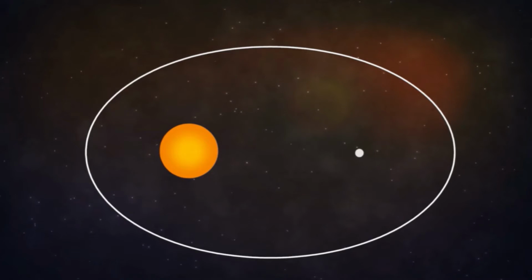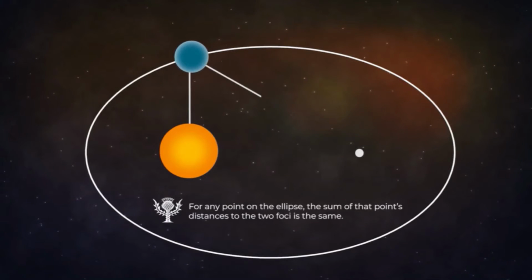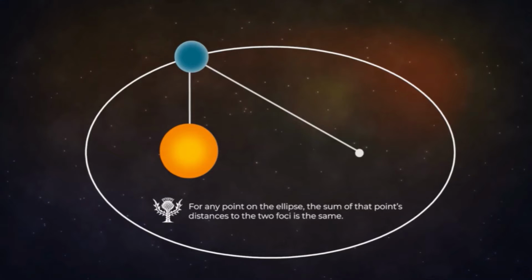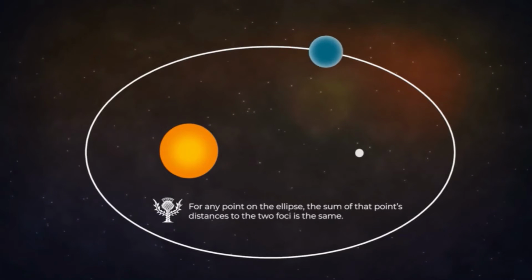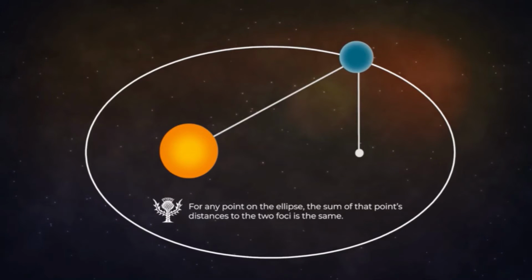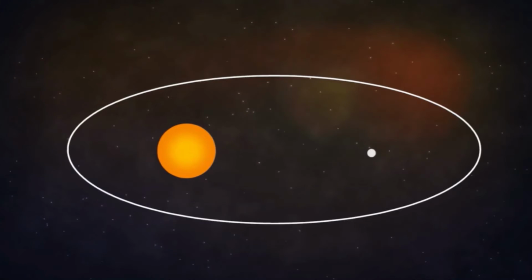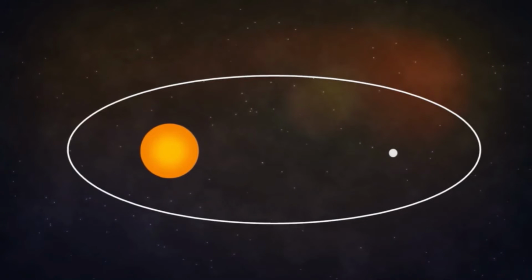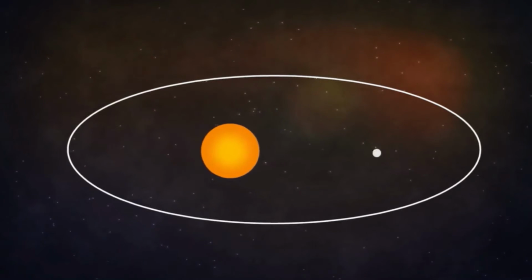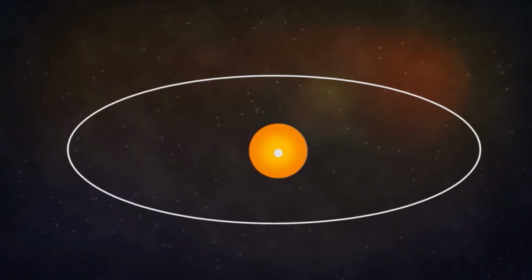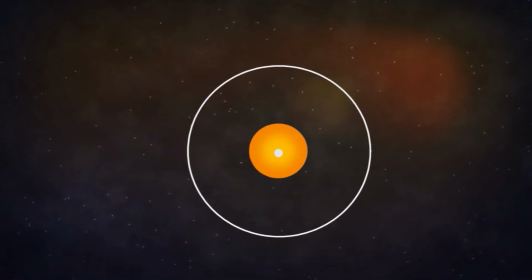Its foci are 2 points within the ellipse that describe its shape. For any point on the ellipse, the sum of that point's distances to the 2 foci is the same. The further apart the foci are, the more squashed the ellipse is. If the foci become so close that they are only one focus, you just have a circle.